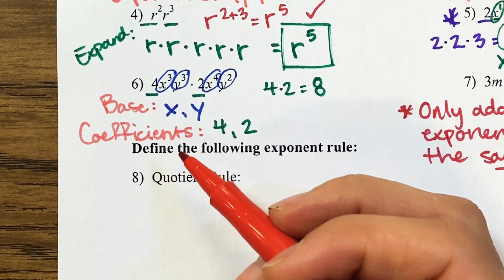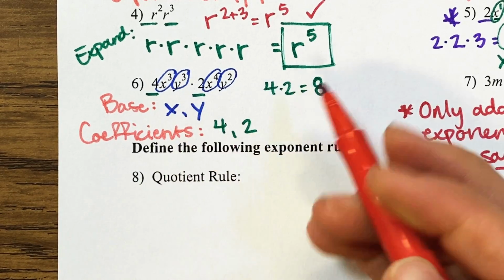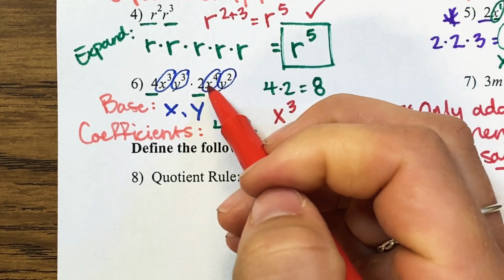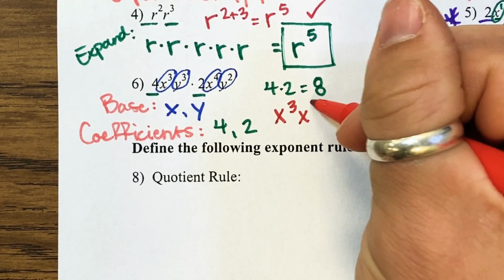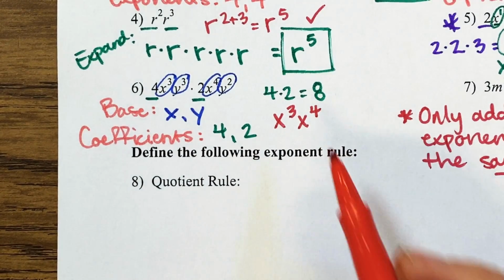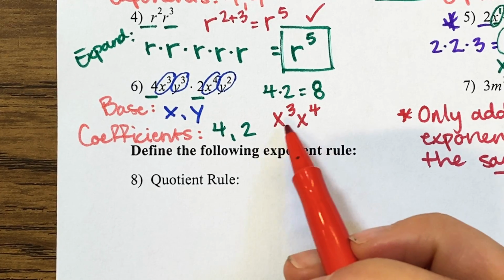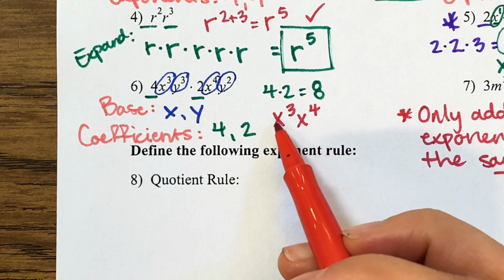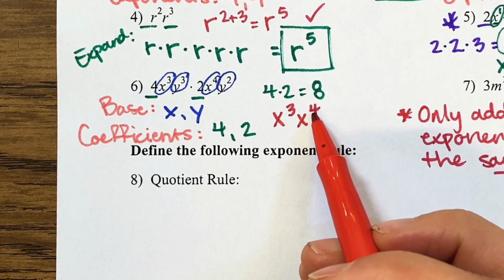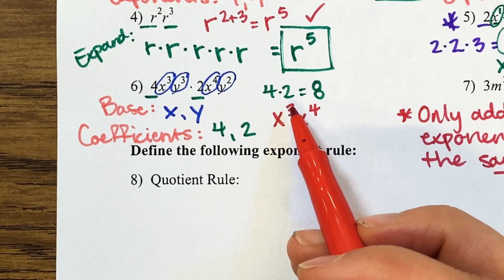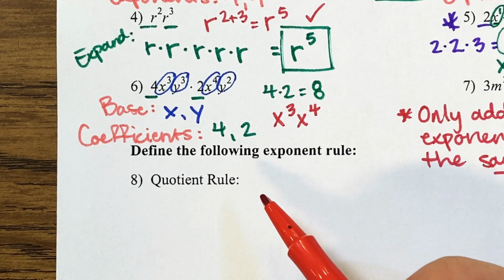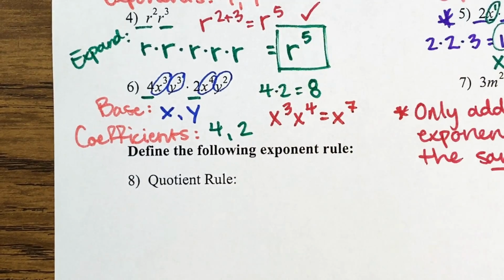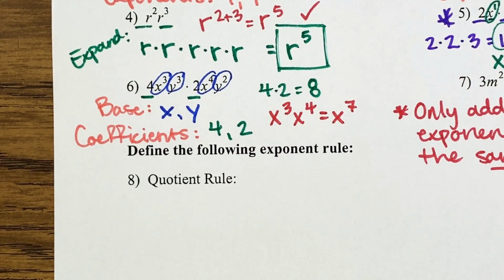Okay, you might have chosen something differently, but let's just look at X first. So we have X cubed right there, and then an X to the fourth right there. Okay, so these two I can add because they're the same base. They're both X's. So what do I get? What is X cubed times X to the 4th, or what is 3 plus 4? Okay, that's going to give me X to the 7th. Great job.